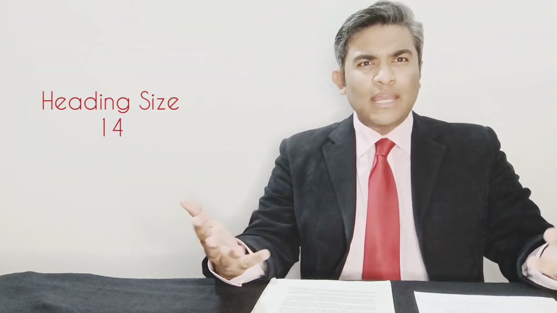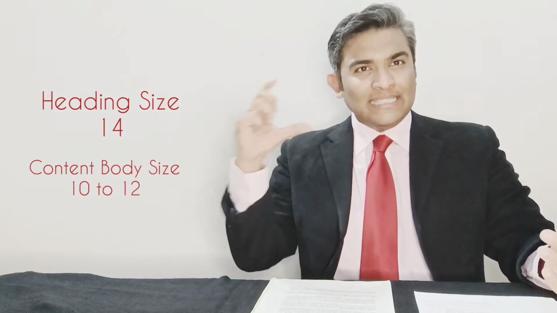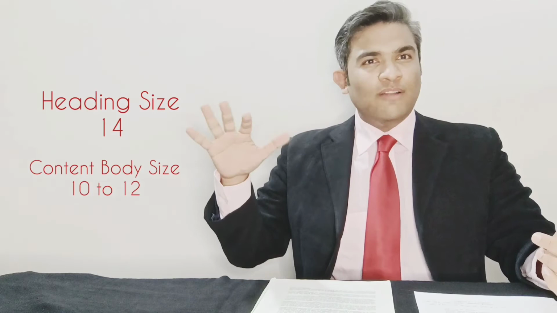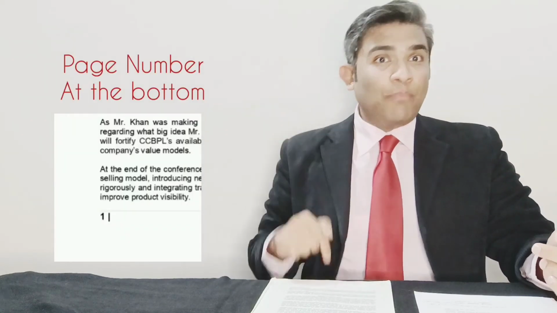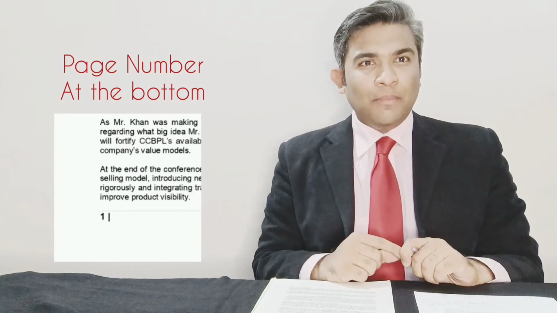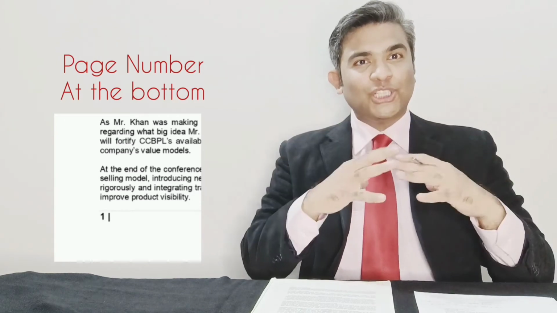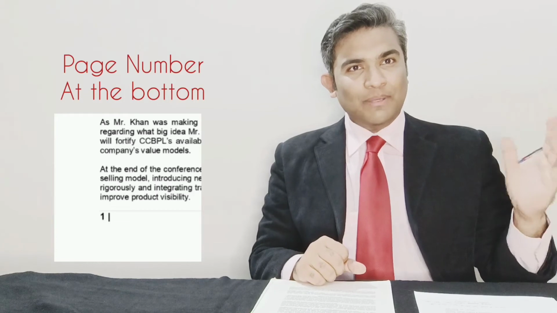When we talk about spacing, the main heading or subheading should be of font size 14. The content body should be from 10 to 12. 10 to 12 is good to go. Page number should be at the bottom, either left or right, but should not be in the middle because it is not encouraged, and the visual appeal diminishes when you put it in the middle. So ideally put it on the right side. That's going to be more effective, and that's going to be better.